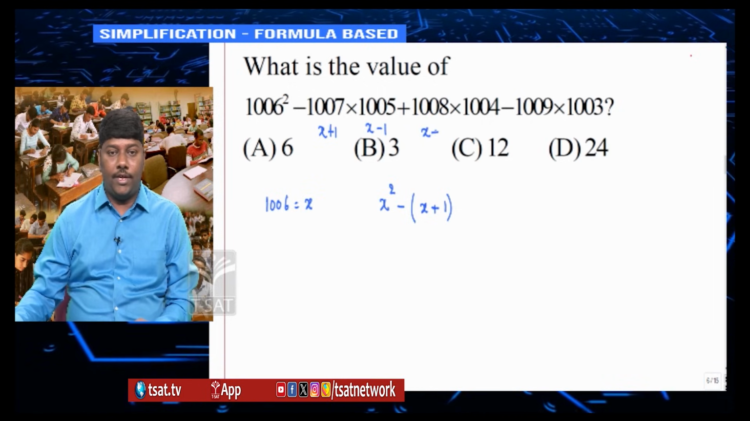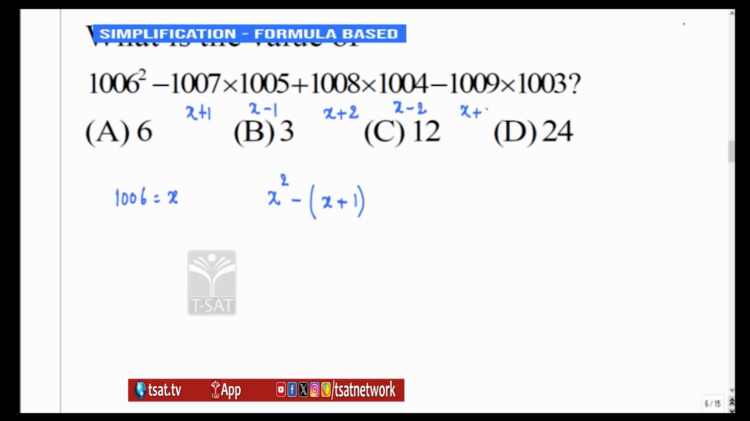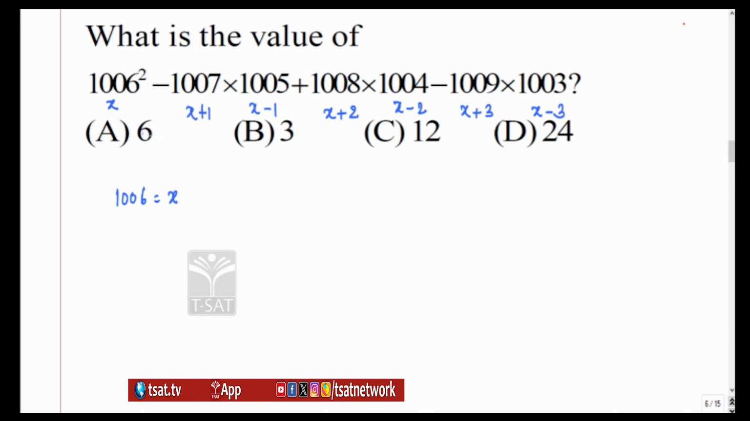Here it is 2 more than x, this is 2 less than x, this is 3 more than x, this is 3 less than x. Now this is x. Now we know what a plus b into a minus b is. First, x plus 1 into x minus 1 is x square minus 1, plus x plus 2 into x minus 2 is x square minus 4. Then after minus, x square minus 3 square, that is 9.